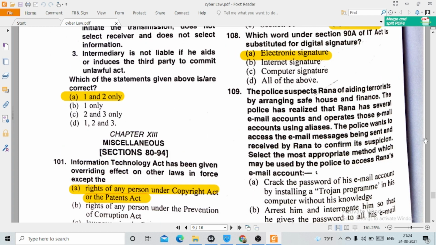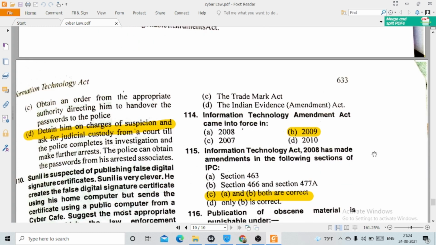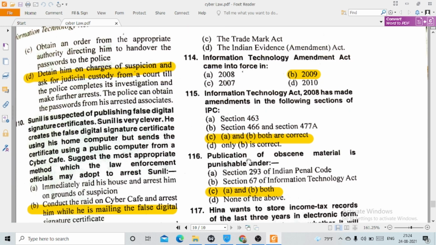109. The police suspects Rana of aiding terrorists by arranging a safe house and finance. The police has realized that Rana has several email accounts and operates those email accounts using aliases. The police wants to access the email messages being sent and received by Rana to confirm its suspicion. Select the most appropriate method which may be used by the police to access Rana's email account. This is option number D. So the investigation officer has to detain him on charges of suspicion and ask for judicial custody from a court. Till the police completes its investigation and makes further arrests, the police can obtain the passports from his arrested associates.